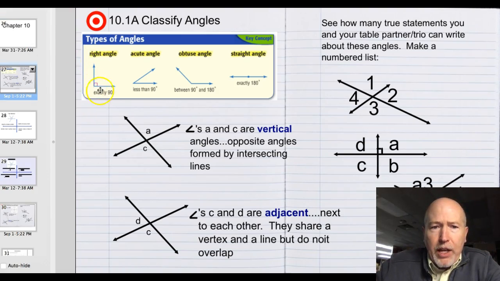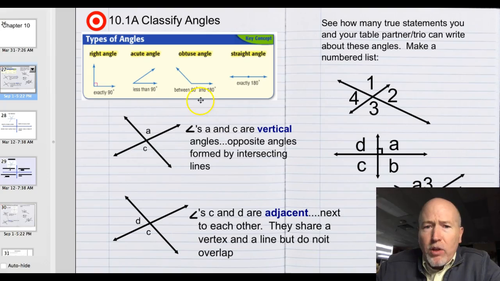First of all, you are going to need to know how to classify angles. Remember, a 90-degree angle is going to be exactly 90 degrees. It'll usually have that little square in the corner. Anything less than that is an acute angle. Don't forget, obtuse angles are those big, ugly angles that are more than 90. And then a straight angle is 180 degrees, or just a straight line. That is really important to remember.